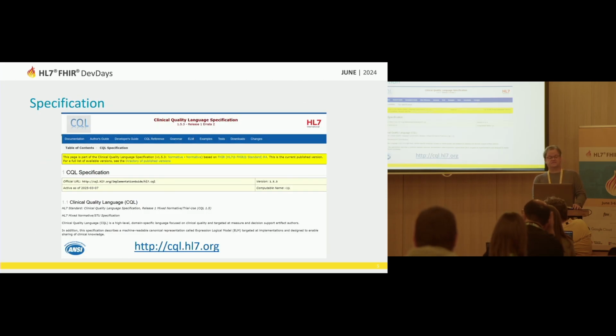So the CQL specification is there. We actually just recently published 1.5.3, an errata to the publication. It's been published normative since May of 2020. We will be balloting it vNext in September. There's a whole bunch of things on the list to get in, but this talk isn't about that.